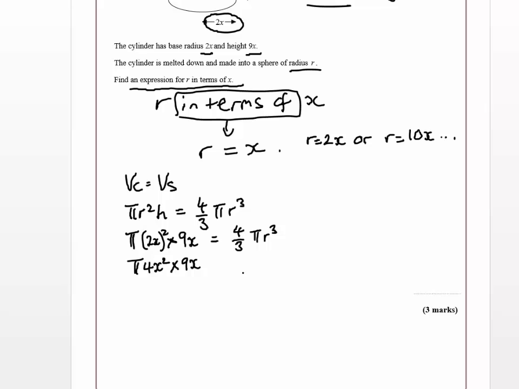Okay, is equal to 4 over 3 pi r cubed. We can go ahead and multiply the 4x by the 9x. That's going to give me 36x to the power of 3. So I'm going to write it as 36x to the power of 3 pi is equal to 4 over 3 pi r cubed.